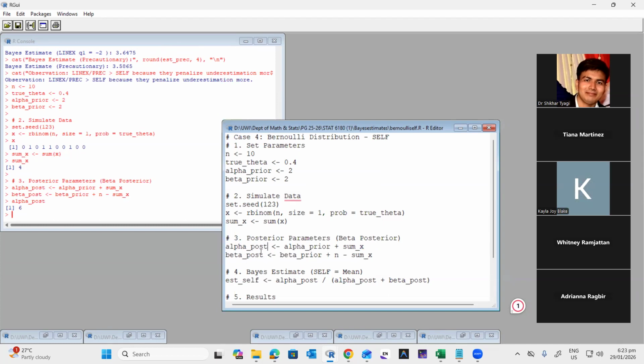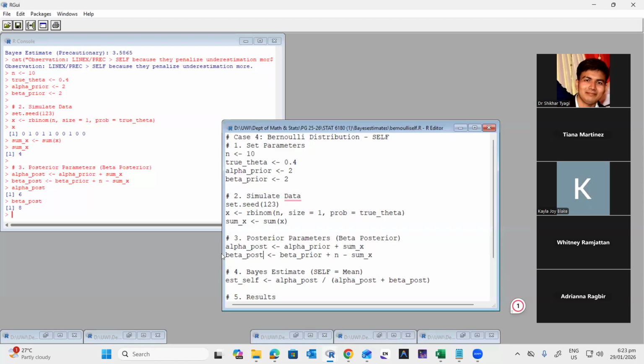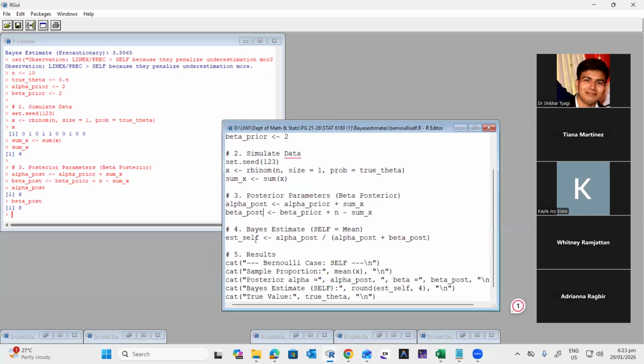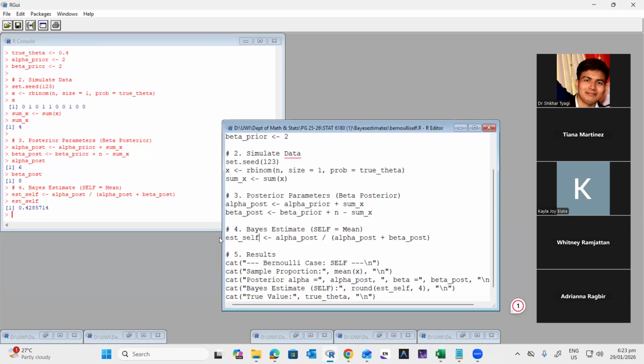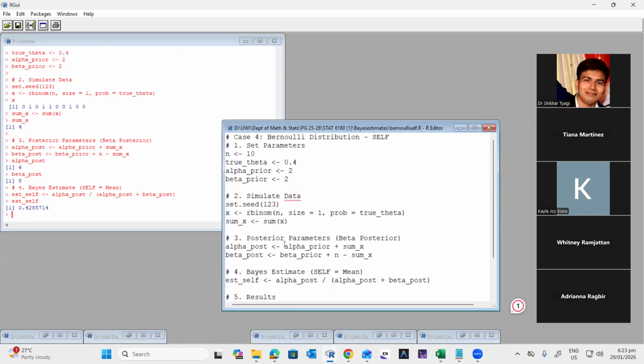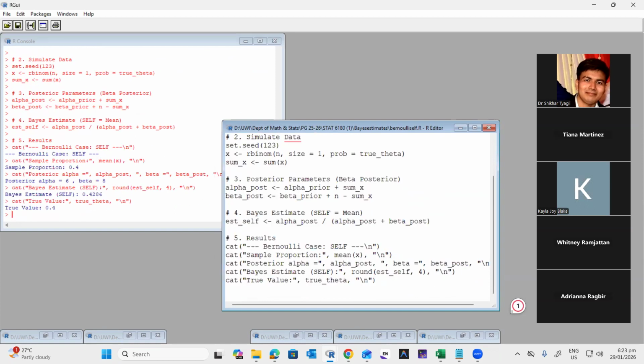So that is 6 for alpha post, and beta post is 8. Now we will check what is the value of the Bayes estimate under the self. So it will be 0.42. All right, so the actual value is 0.4 and now the estimated value is 0.42. All right, so we will check all the results here. The sample proportion was 0.4, posterior alpha and beta were 6 and 8, and the true value of theta was 0.4, and right now the estimate is 0.486.